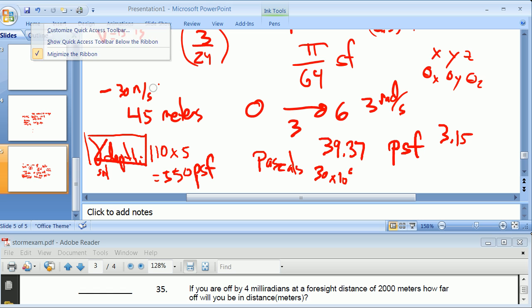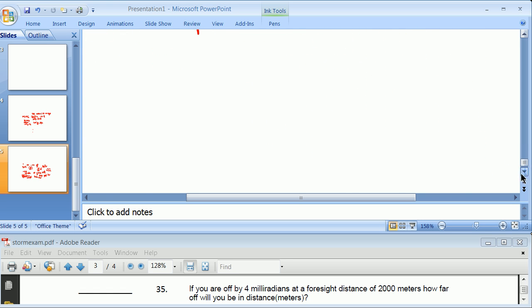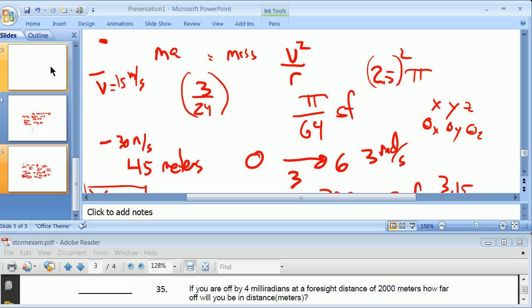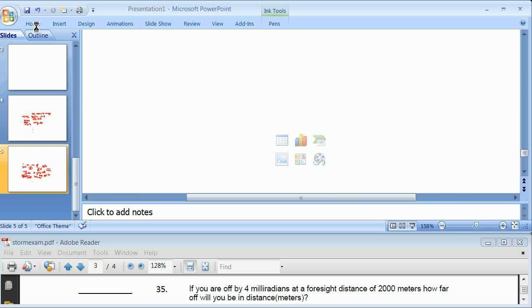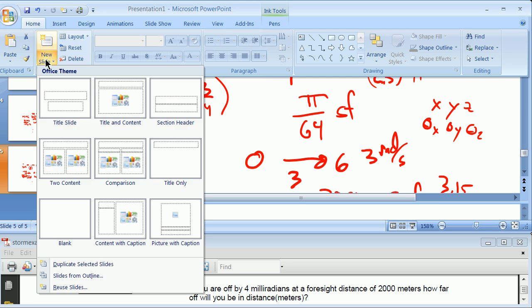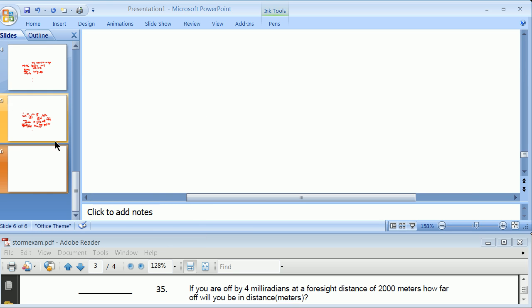Trying to go through here and see if I can get this so I can see it again. S equals R theta, which I'm not going to do. Go back to home here, new slide, see how we're doing.